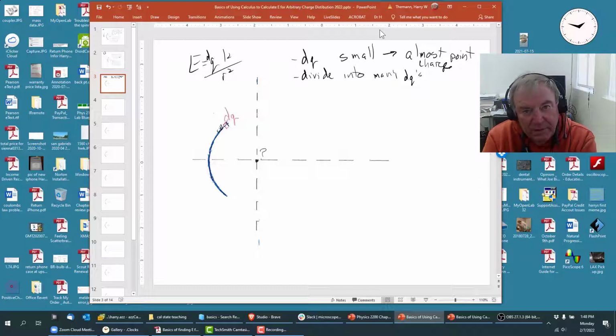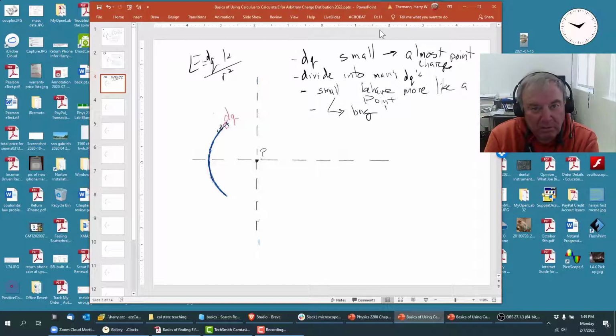So, okay, how many dq's? Well, let's make them small, and then they'll behave more like a point charge. So then we reduce error. Trouble is then we're going to be punching our calculators quite a bit. So the implication is that it takes a long time and it's boring.